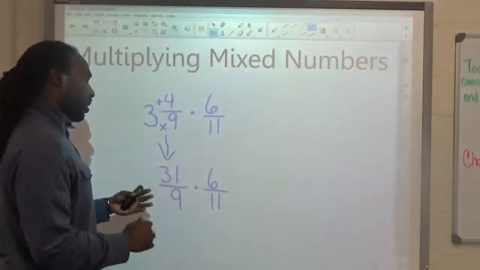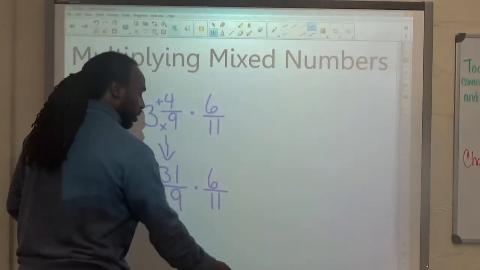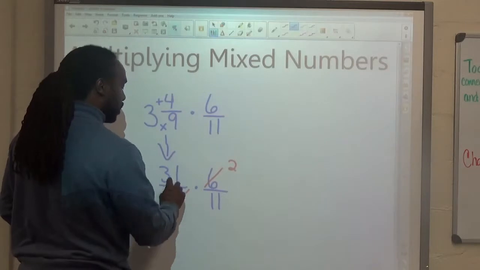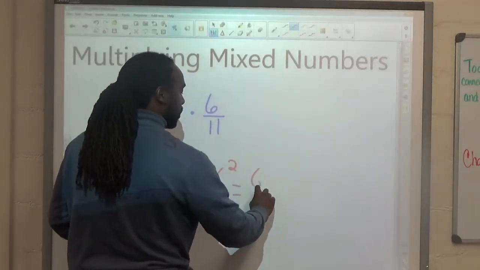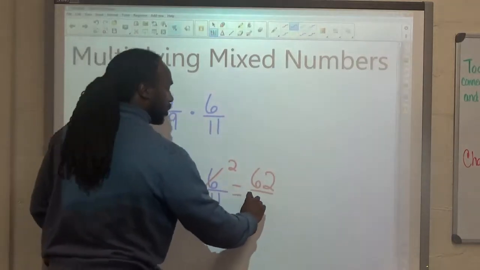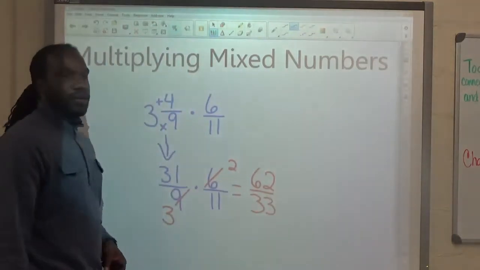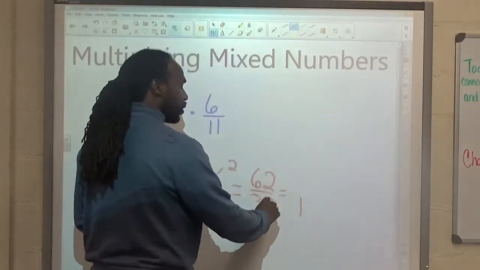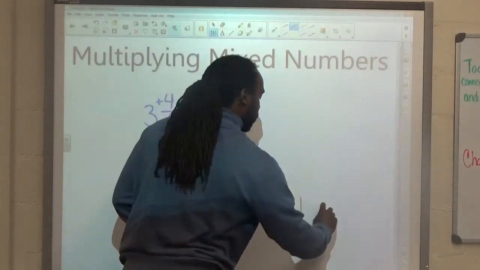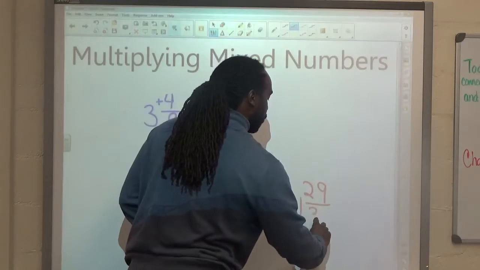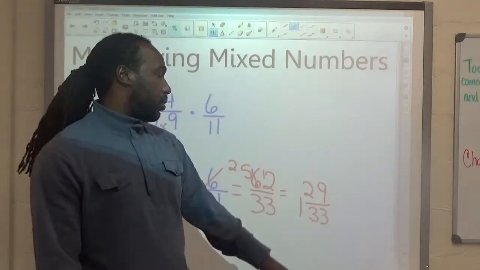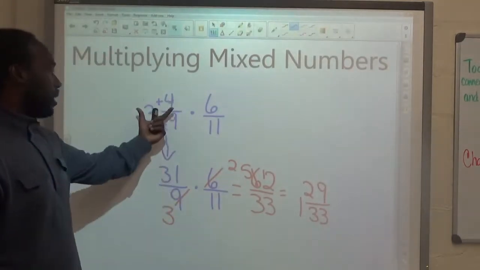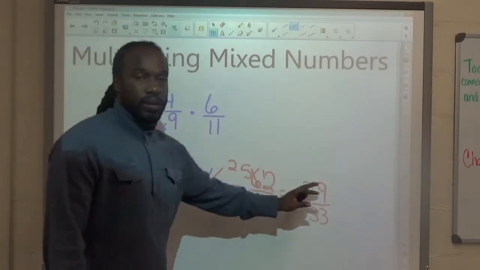Once you get to this step, it's doing what you normally have done. Can I cross cancel anything? Yes, I can. The 9 and the 6, by 3. 3 goes into 6 twice. 3 goes into 9 3 times. 31 times 2 is 62. 3 times 11 is 33. And can 33 go into 62? No, it cannot. So it's going to be one time. I'm going to subtract here. It's going to give me 29 over 33. And I cannot simplify. So there you are. Again, very similar way. Make sure you just change the mixed number into the improper fraction and then multiply across.